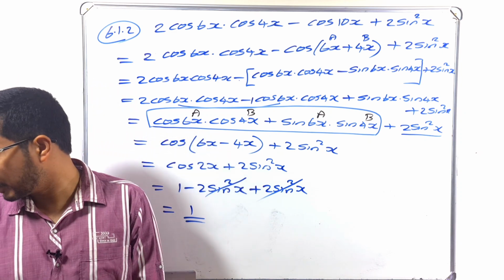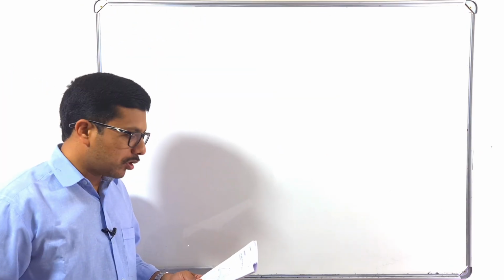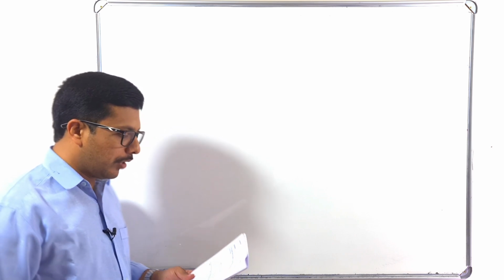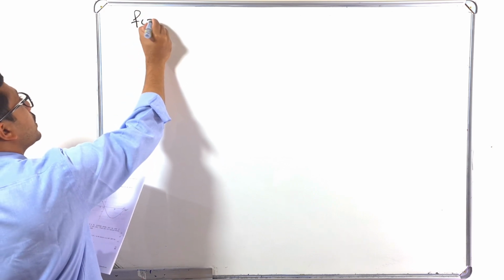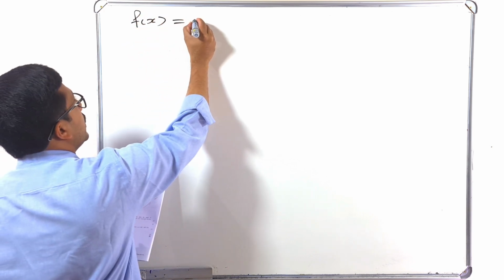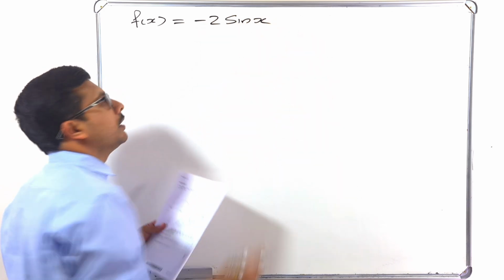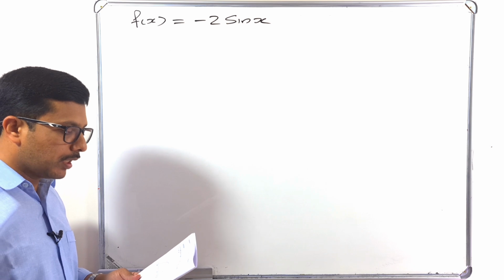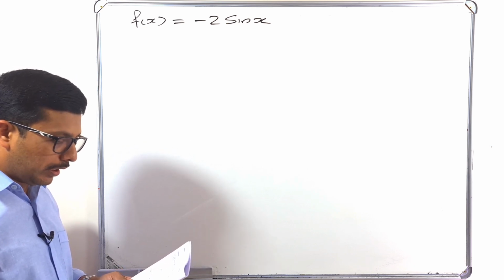Now let's move to question number 6.2. Okay, let's move to the next question. Question number 7. In the diagram below, the graph of f of x is equal to minus 2 sine x. This is the equation of the graph given. F of x is equal to minus 2 sine x is drawn for the interval minus 180 to 180.